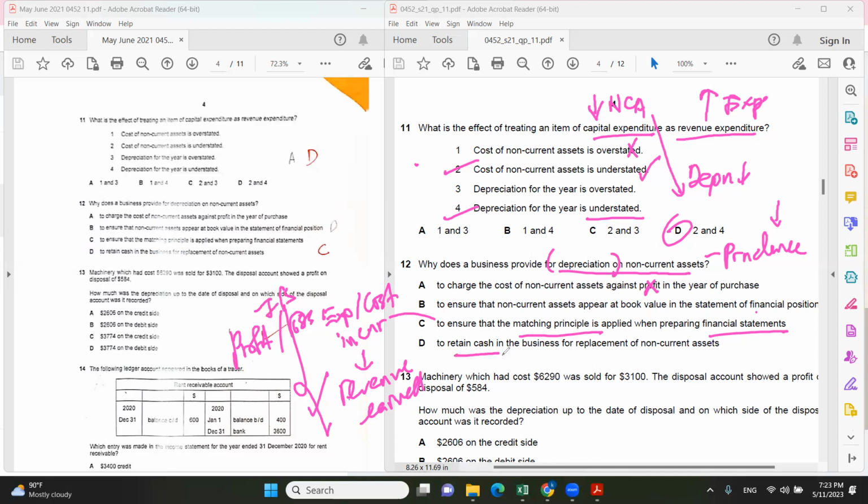To retain the cash, this is not about the cash. Depreciation in accounting is basically a non-cash item, purely an accounting standard requirement. Yeah. Next, let's see what else.